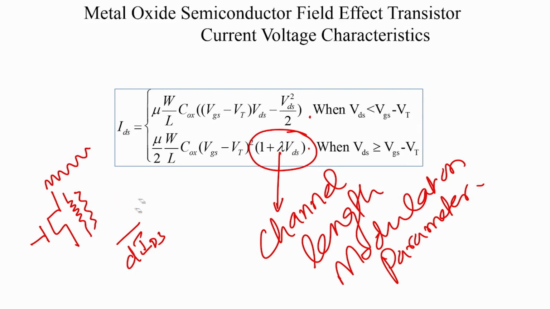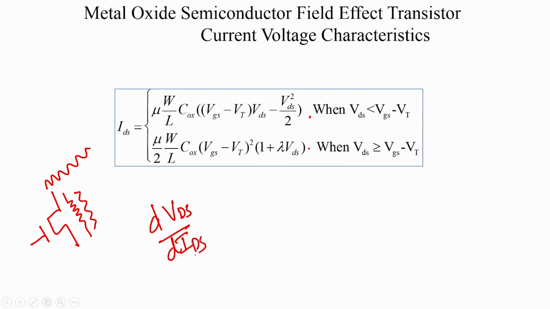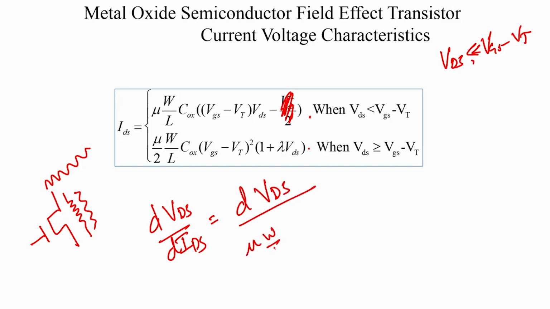Now, this strongly depends on whether the MOSFET is in linear or in saturation. Let us say that the MOSFET is in linear mode operation. So, what is dVds by dIds for a MOSFET in linear? If the MOSFET is in deep linear, let us ignore this term, because VDS is much smaller than VGS minus VT. So, we can just ignore this term. So, we are asking for a MOSFET in linear, what is dVds by d of IDS, where IDS is mu W over L Cox into VGS minus VT into VDS.